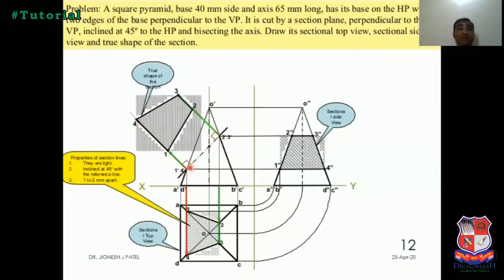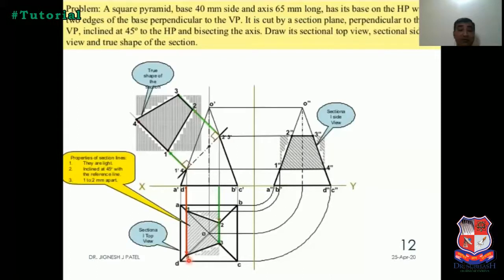Now project these points on the top view. So point 1 dash is on A dash O dash. So here this is A dash O dash. Now draw the projections. So point 1 will be here on AO. Similarly, point 2 is on B dash O dash. So here you can see this is the BO. So point 2 will be here, on BO. Similarly, point 3 is on CO. So point 3 will be here, and point 4 is on BO. So it's point 4.